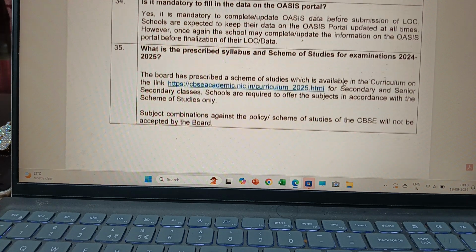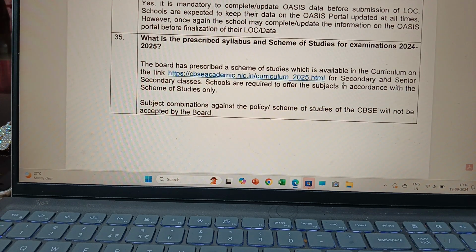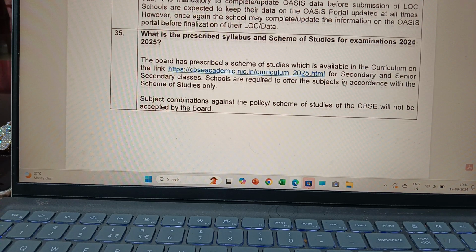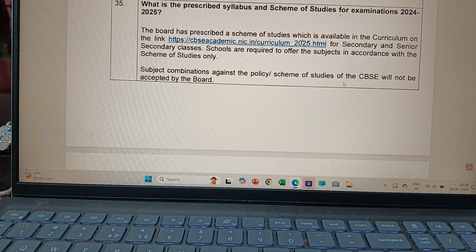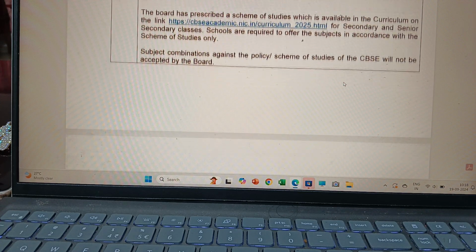35th question, what is the prescribed syllabus and scheme of studies for examinations 2024-25? The board has prescribed a scheme of studies which is available in the curriculum on the link. This link is given for secondary and senior secondary classes. Schools are required to offer the subjects in accordance with the scheme of studies only. Subject combinations against the policy or scheme of studies of the CBSE will not be accepted by the board.